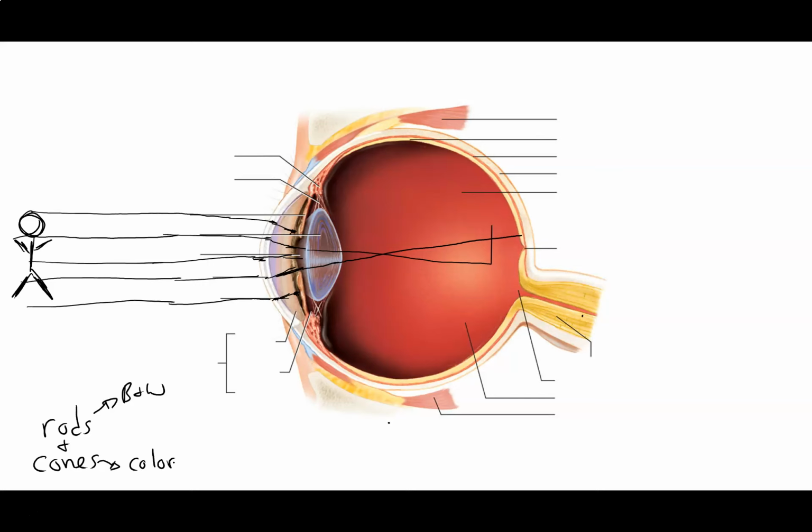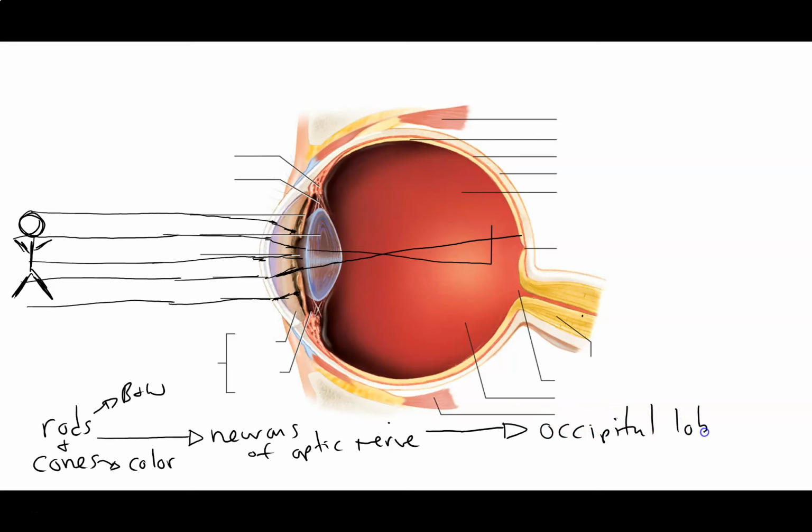But to get back to the pathway, the rods and cones are stimulated, and then that stimulates the neurons of the optic nerve, right? And then the optic nerve follows the pathway discussed in the cranial nerve lecture slide, eventually to the occipital lobe, right, where it goes to the primary visual cortex.